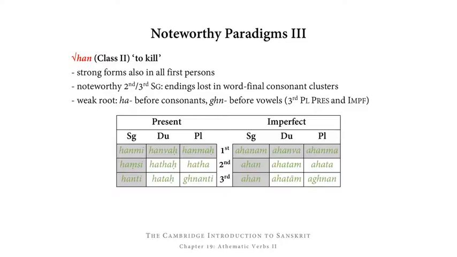And then in the imperfect, again throughout the singular, ahannam, ahan, ahan. And in the first dual, ahanwa, and in the first plural, ahanma.